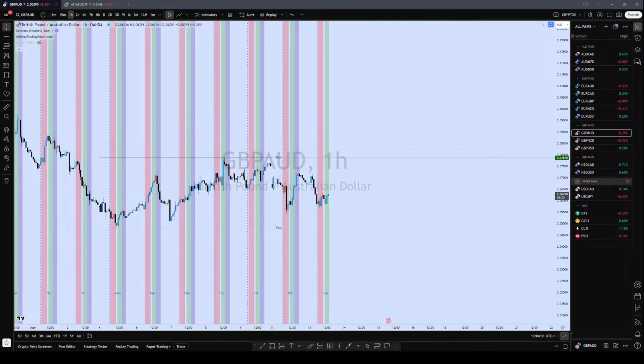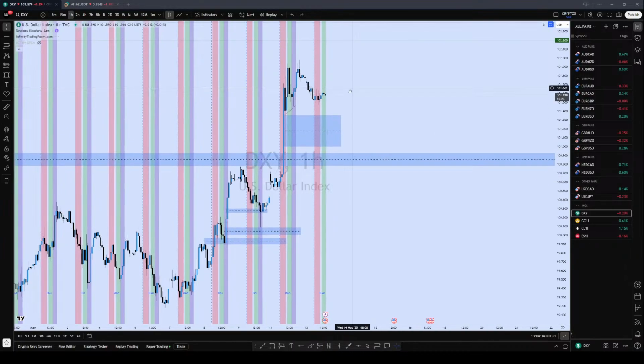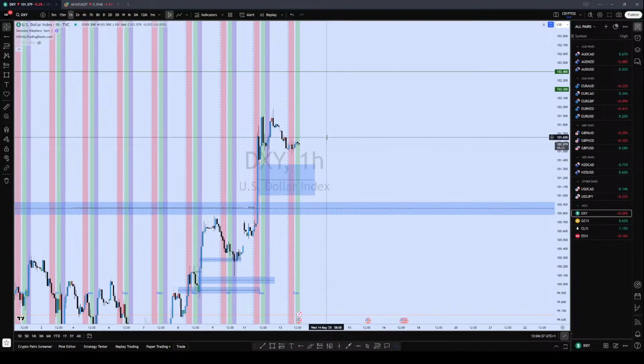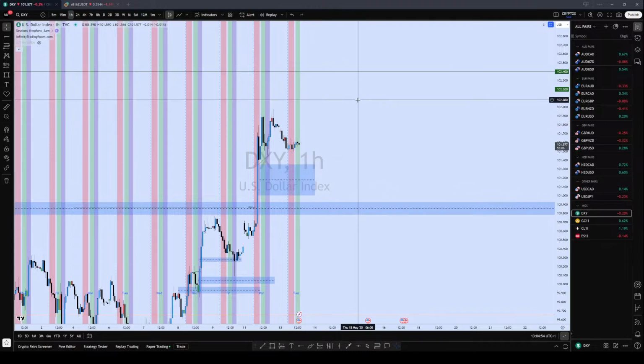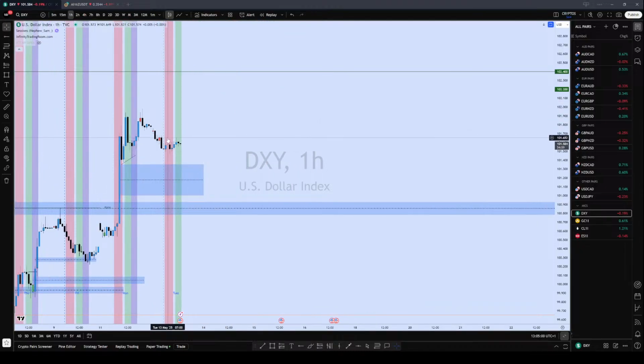Okay, so let's start with the dollar index, and we will go through all the other currencies. I think the dollar index is waiting for the CPI news. That is why price has not moved yet.